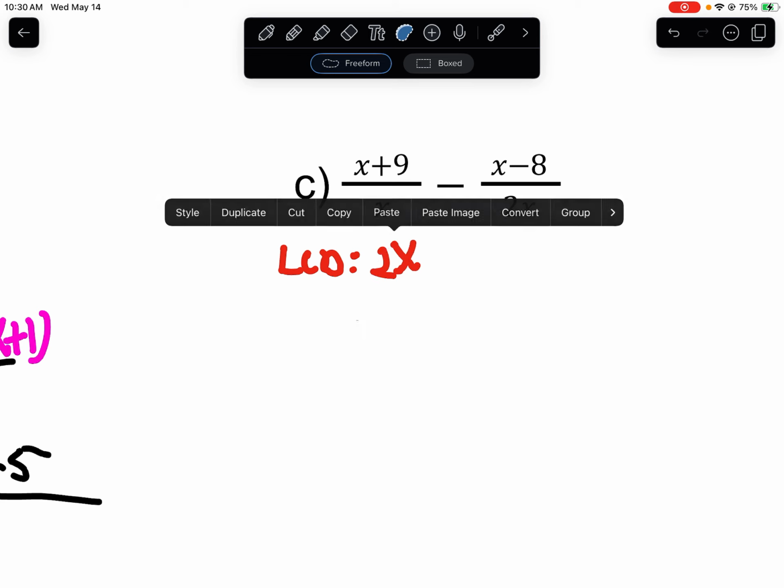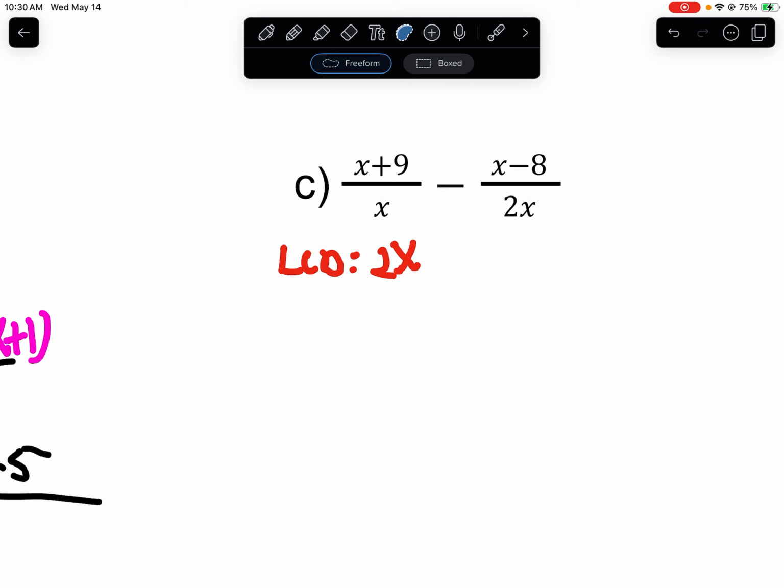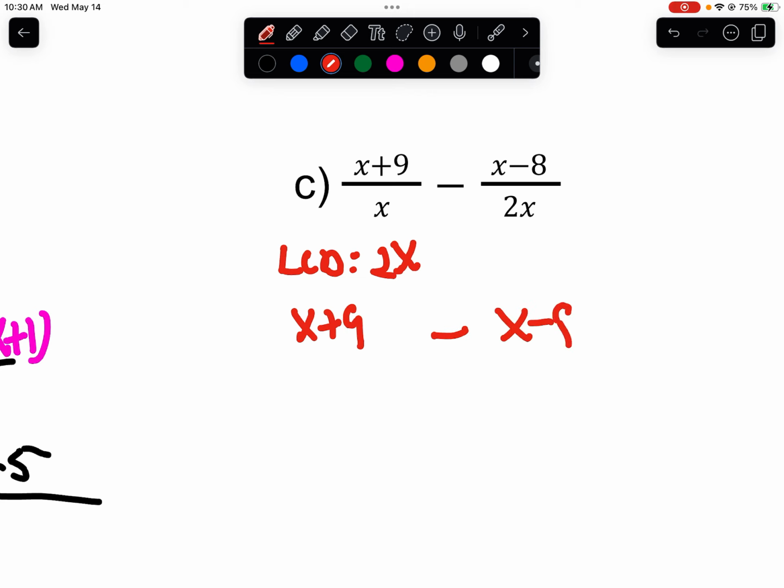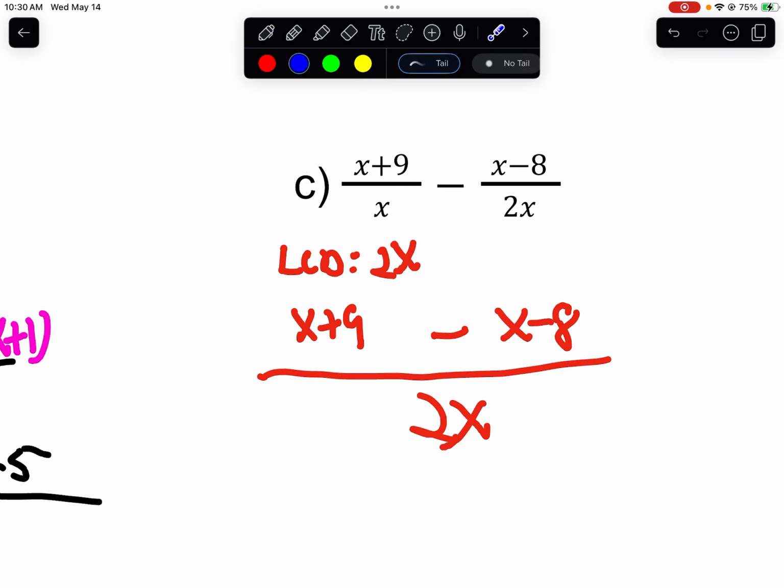And that's the LCD. Okay, so the first fraction was x plus 9, and it's going to be minus x minus 8, and it's going to be over this common denominator of 2x. But now, we have to look. What's missing here that's part of the LCD? And you'll say, hey, well, we're missing a 2. And you're right, so we got to put a 2 up in front.